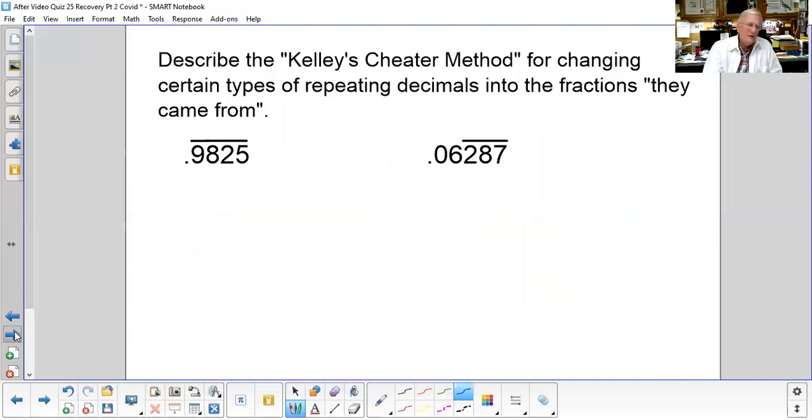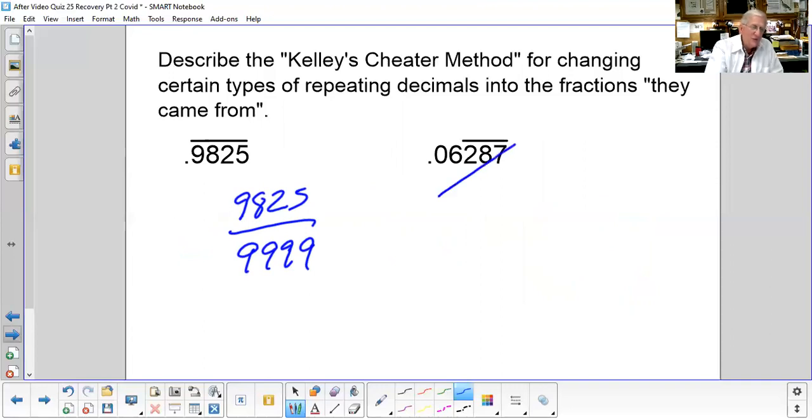0.9825 as a repeater is just 9825 over 4 nines. Now you cannot do that Kelly's cheater method on this problem because it doesn't begin repeating right at the decimal point, right? The Kelly's cheater method only works on decimals where the repetition begins right next to the decimal point, okay? And all I'm going to ask you for is the Kelly's cheater method.